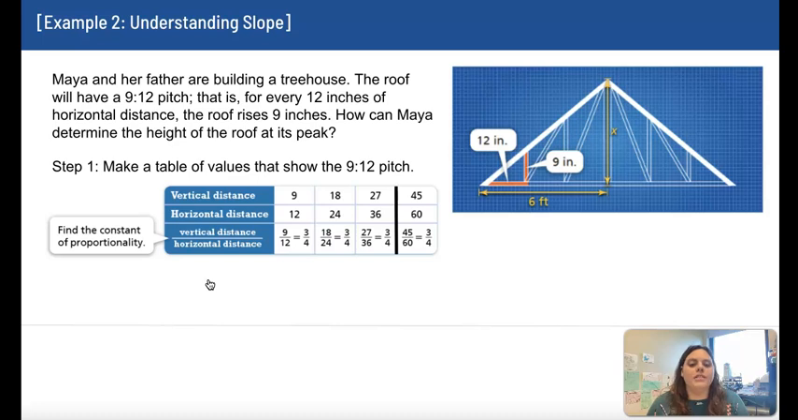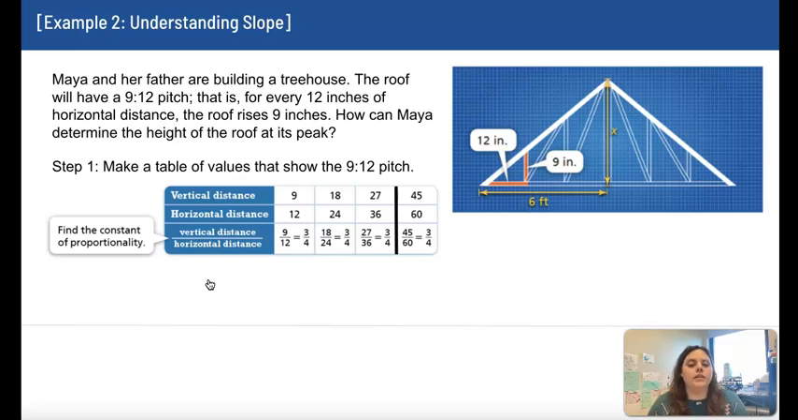Make sure you fill in yours. So we know that every time we go over 12, we're going to go up 9. So we have 9 and 12. If we go over another 12 to get to 24, we're going to go up another 9 to get to 18. Over another 12 to get to 36, up another 9 to get to 27.